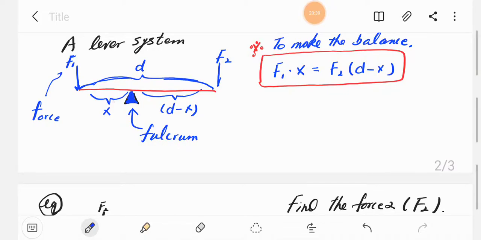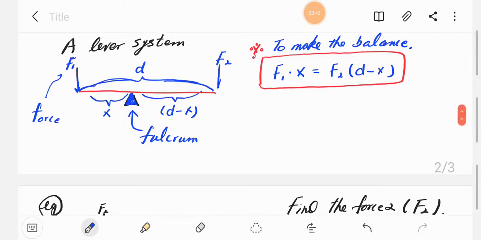The fulcrum makes this one balanced, so this fulcrum should be somewhere in this bar, and let's say a force is on the left hand side. So there is a force going down on the left side of this lever, and then force 2, another force going down on the right hand side of this lever. Depending on the two forces and the fulcrum's location, this will make balance, right?